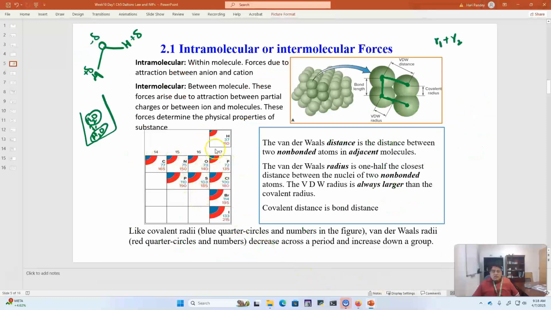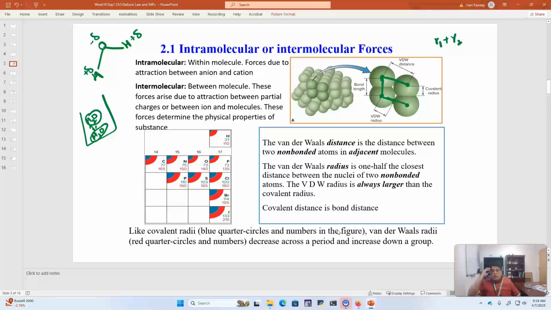Similarly, the van der Waals radii also has the same pattern. The van der Waals radii decreases across the period and increases down the group. This is very important information. We have to remember that. So covalent radii decreases horizontally and increases vertically in the periodic table. And similarly, the van der Waals radii increases vertically and decreases horizontally in the periodic table.